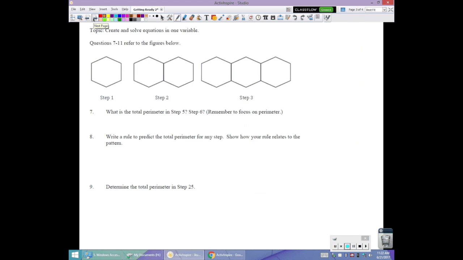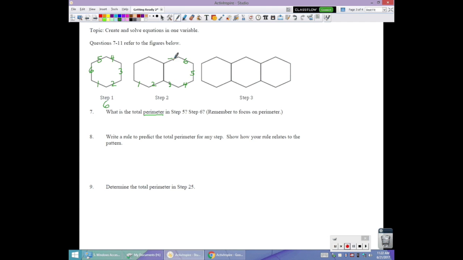Okay, starting with number 7, we're looking at a pattern of hexagons in which we're interested in the perimeter of each figure. So we need to get a count of the perimeter in each step. So step 1, the perimeter is 6. Step 2, it's not 12.